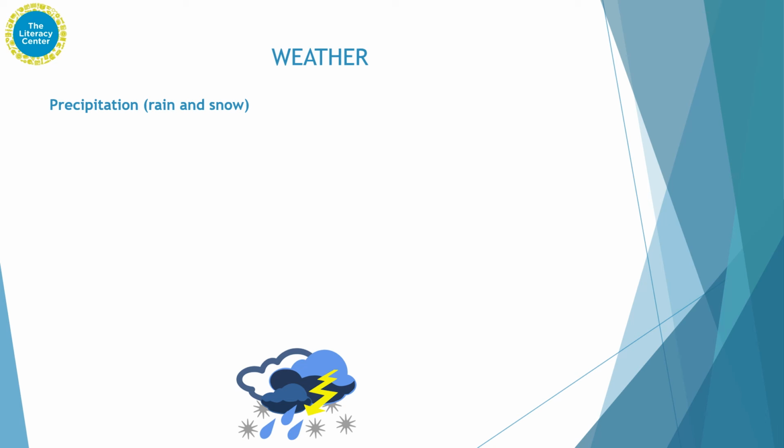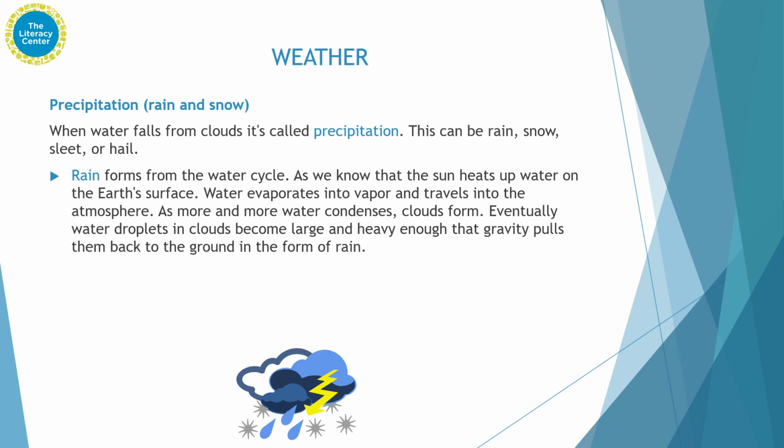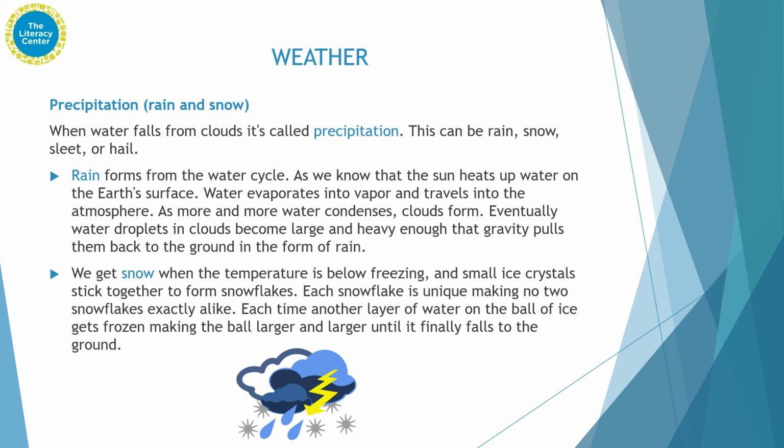And what is rain and snow? Let's find out about it. When water falls from clouds, it's called precipitation. And this can be rain, snow, sleet or hail. Rain forms from the water cycle, and as we know, the sun heats up the water on the Earth's surface. This water evaporates into vapor and travels into the atmosphere. As more and more water condenses, clouds form, right? Eventually, water droplets in clouds become large and heavy enough that gravity pulls them back to the ground in the form of rain. And what is snow then?